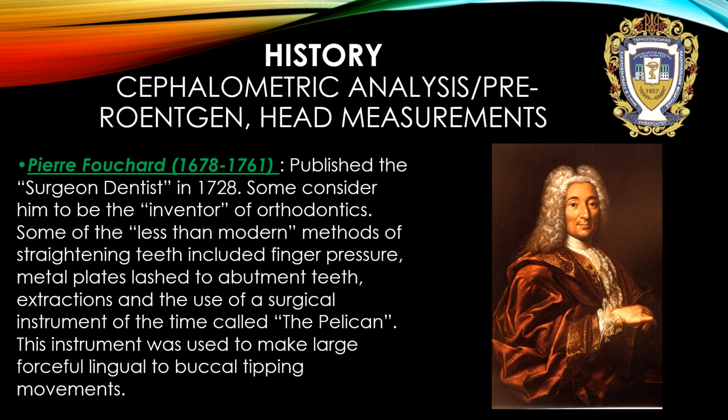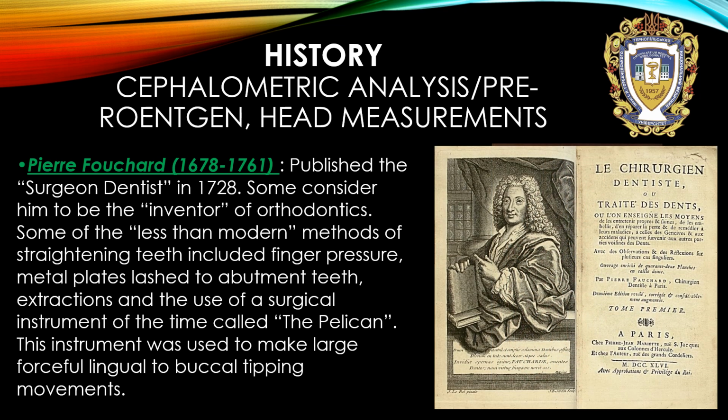And of course, you know Pierre Fauchard, who published The Surgeon Dentist in 1728. Some consider him to be the inventor of orthodontics. Some of the less than modern methods of straightening teeth included finger pressure, metal plates, lashing to abutment teeth, extractions, and the use of the surgical instrument of the time, called the pelican. This instrument was used to make large palatolingual to buccal tipping movement.